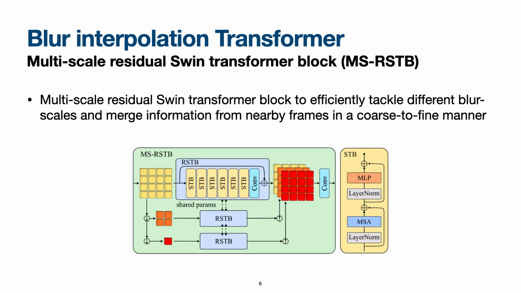The first key component of BIT is what we call the multiscale residual Swin self-transformer block, or MSRSTB. The beauty of the MSRSTB lies in its ability to effectively handle different scales of blur and to integrate information from adjacent frames. It operates in a coarse-to-fine manner, meaning it first deals with larger, more general patterns of blur and then refines its operation to focus on finer details.